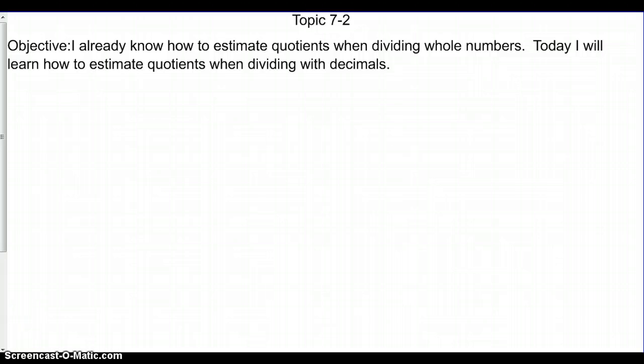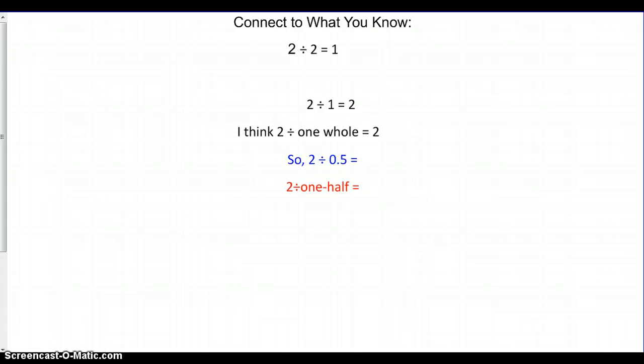Please write in your math spiral now. Connect to what you know. 2 divided by 2 is equal to 1. 2 divided by 1 is equal to... So I think 2 divided by 1 whole is 2. So 2 divided by half, 5/10 is half. So how many halves will be in 2?